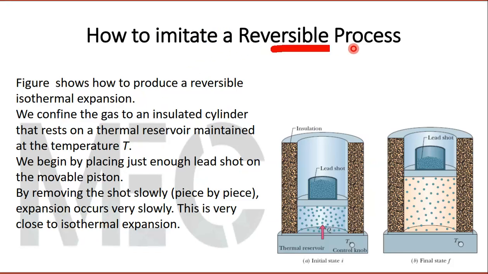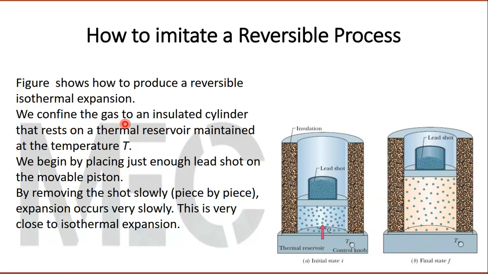Here's an example of how to imitate a reversible process. For example, we have some gas here. This is the initial state. This is the final state. Here we see that it has expanded. The figure shows how to produce a reversible isothermal expansion. Why is it isothermal? Because we have a thermal reservoir here and we have insulation here. So the gas will be in contact with the reservoir, so the temperature will remain constant. So it's an isothermal expansion.